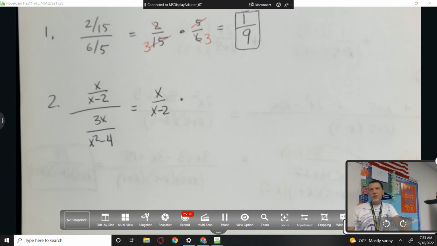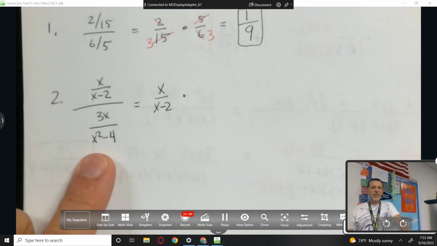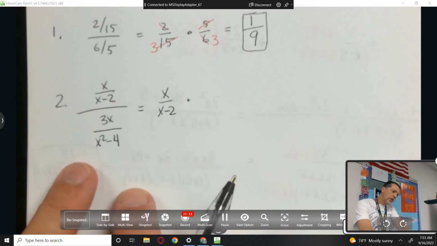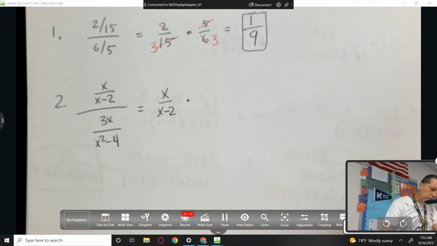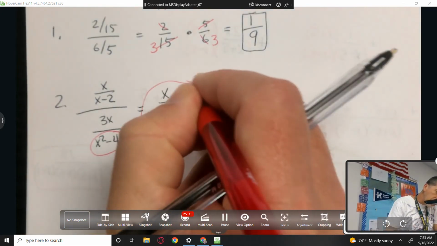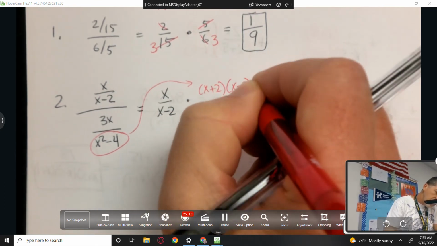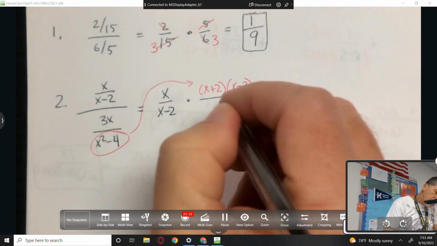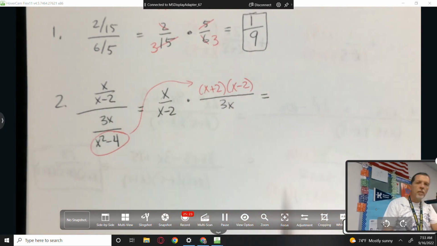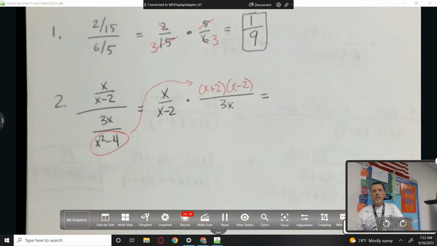So I flip it. What else do I need to do with that x squared minus 4? I need to factor it. So you could factor it first, or you could flip it first, or you could just go crazy like I'm about to do and do both at the same time. Yeah, it's Friday. I'm feeling kind of wild today.